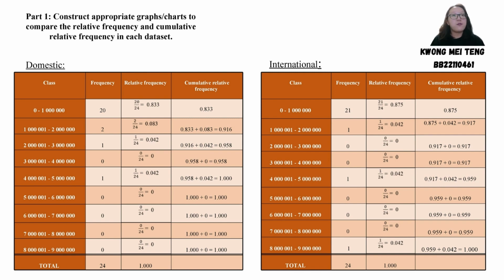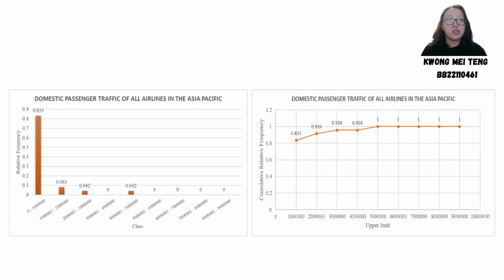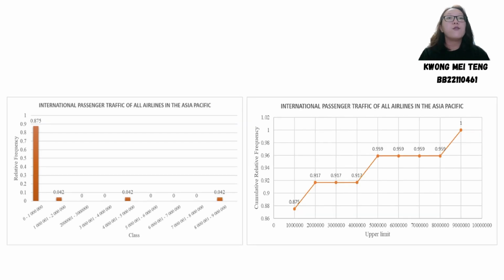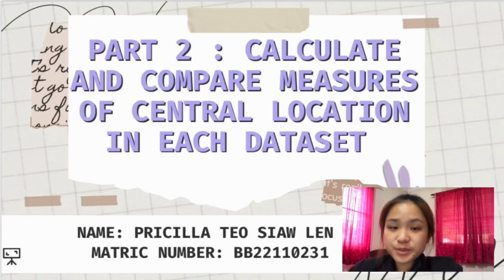So, this is a table for the domestic and international. The total relative frequency and cumulative relative frequency for domestic and international is 1. After doing all the calculations, we can start to construct the graph. This is the relative frequency graph for the domestic, and we're using an ogive graph for the cumulative relative frequency. For the international, the graph that we use is the same as the domestic, but the data is based on our calculation.